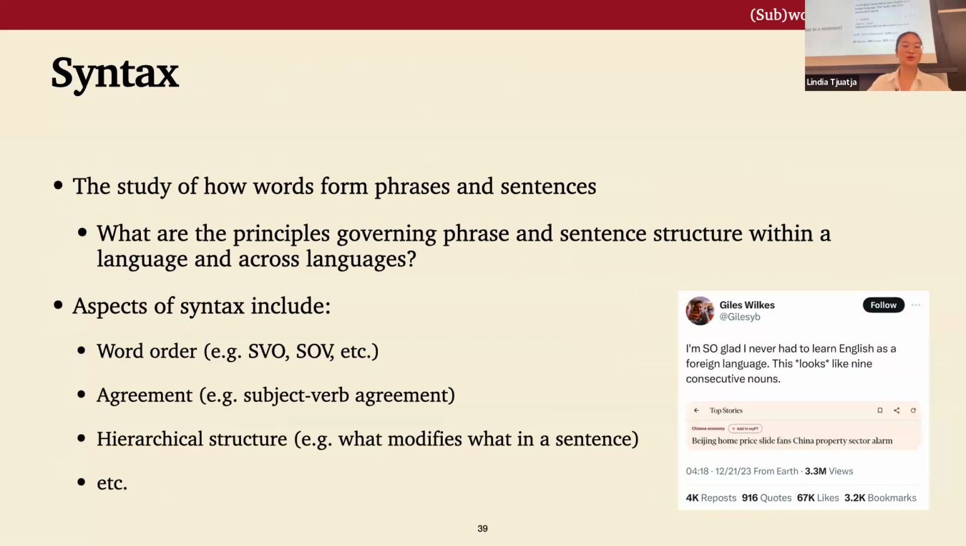Right. So we've covered words. Now let's put them together. Syntax is the study of how words form phrases and sentences. So the question that a syntactician might ask is, what are the principles governing phrase and sentence structure within a language, and then also across languages? So aspects of syntax include word order, like does your subject come before your verb and then followed by your object or some other combination? Agreement, like subject-verb agreement, and then also what is the nature of the hierarchical structure of the syntax. And then I have a fun example from Twitter about how some English sentences look like 9 consecutive nouns, which I thought was funny.